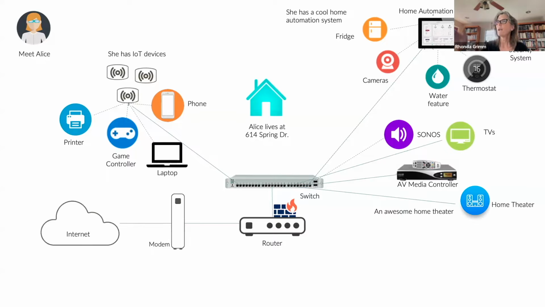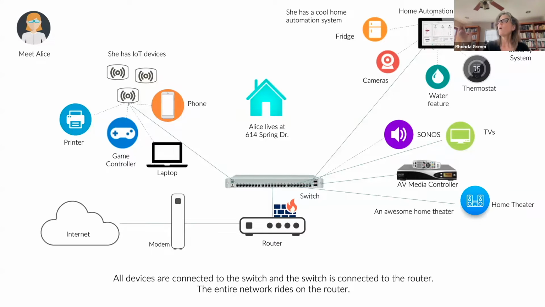Then everything from the switch plugs into the router. The router plugs into the modem, out to the internet. So all devices are connected to the switch, and the switch is connected to the router. So as you can see, the entire network rides on the router.